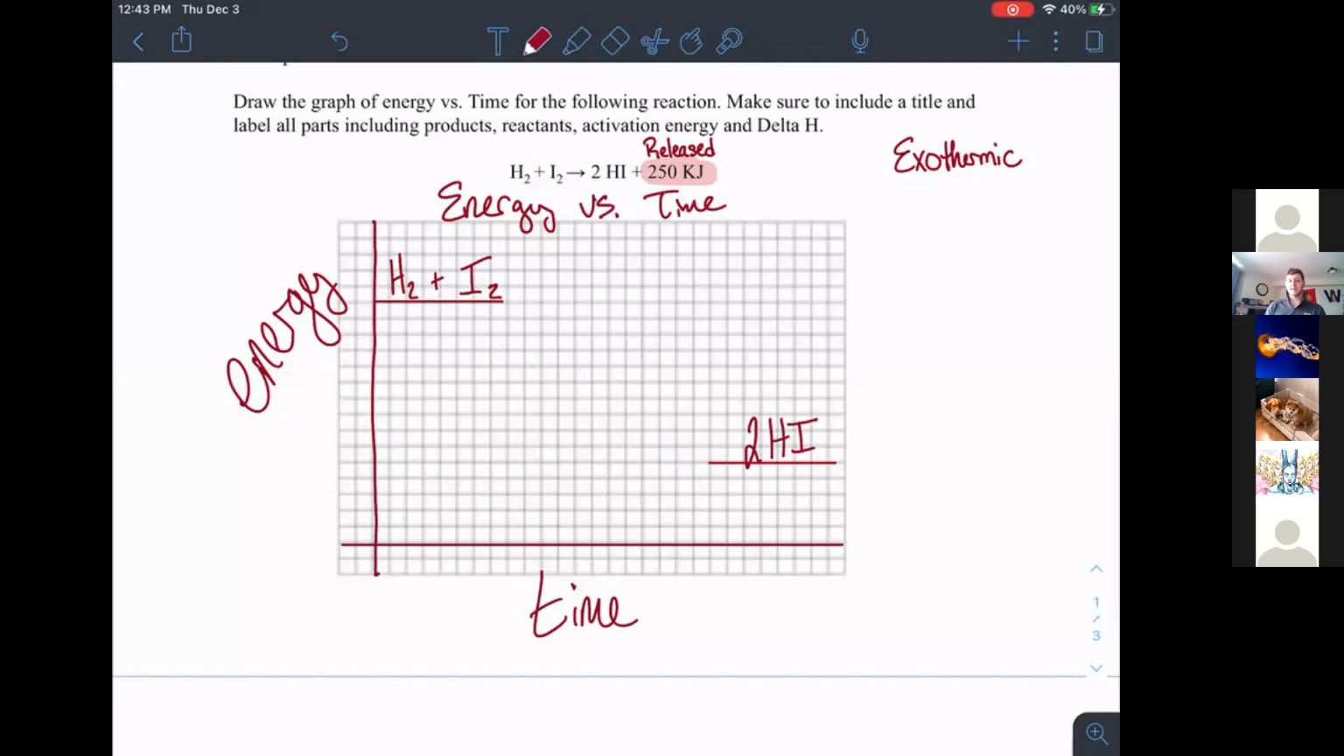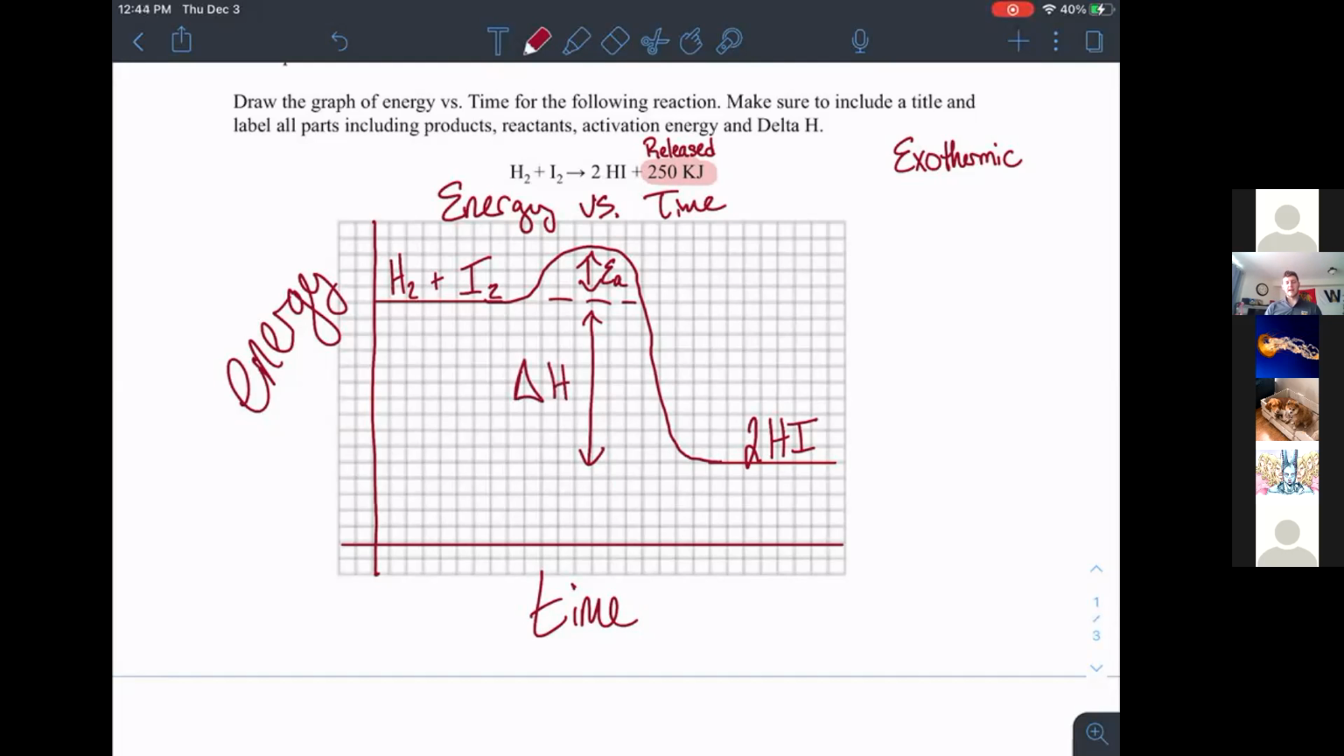Activation energy. The activation energy is always the energy required to make this reaction happen, which means that we have to start up here and we're going up first and then down. So we have an activation energy right here. We'll label it EA for activation energy. And then we have the rest of our energy that goes here. And that's our delta H.